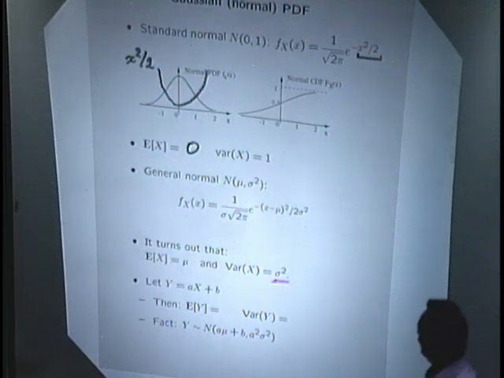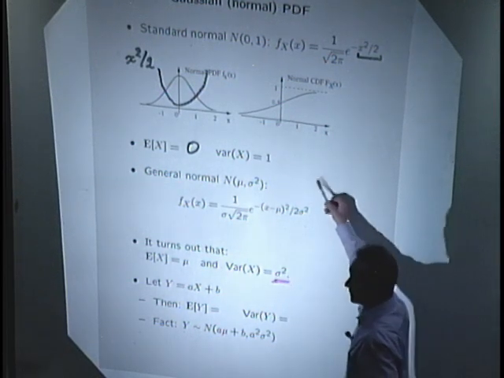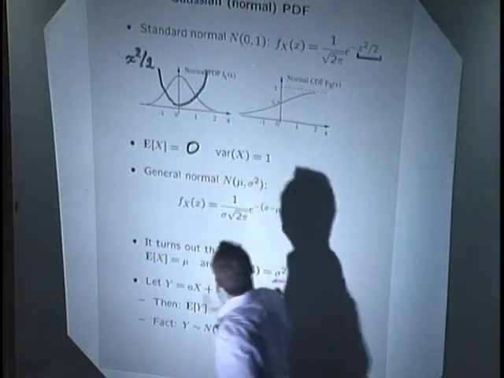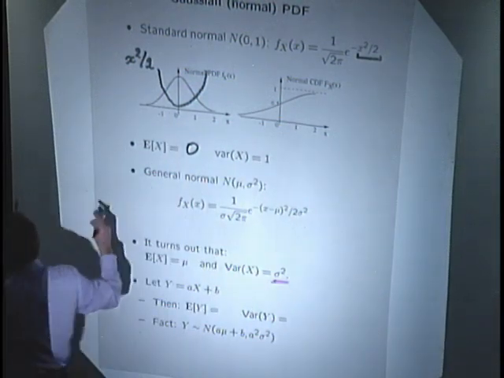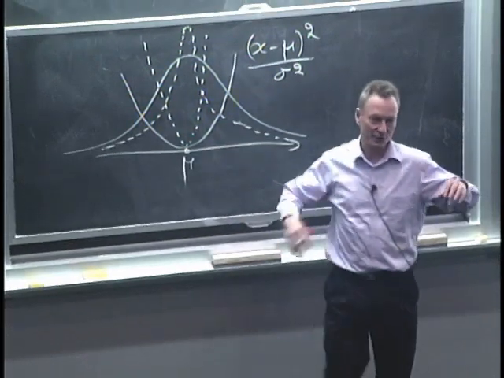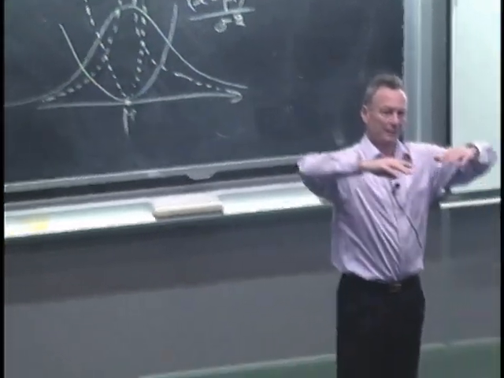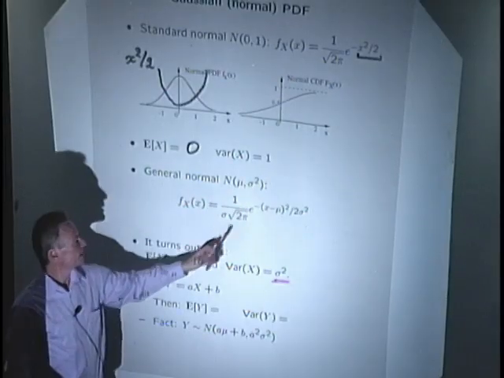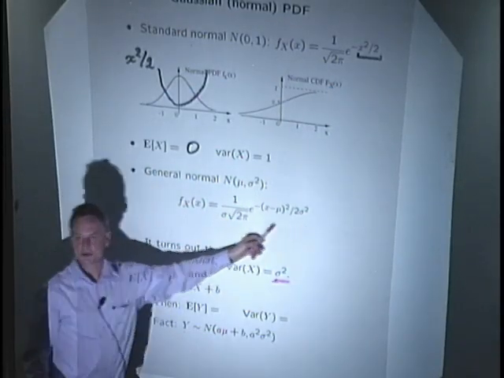So all that we have done here to create a general normal with a given mean and variance is to take this picture, shift it in space so that the mean sits at mu instead of 0, and then scale it by a factor of sigma. This gives us a normal with a given mean and a given variance, and the formula for it is this one.